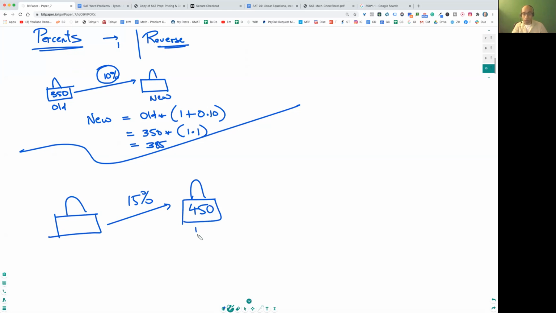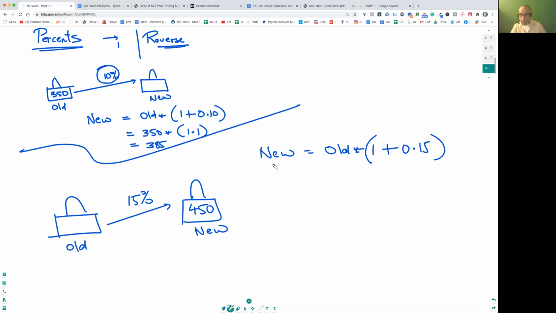The new price is 450, right? And they're asking you the old price, okay? Now you're going to use the same formula. You're going to use new is equal to old times 1 plus the percent value, right? Which is 0.15, okay? Now try to calculate what's the old price.